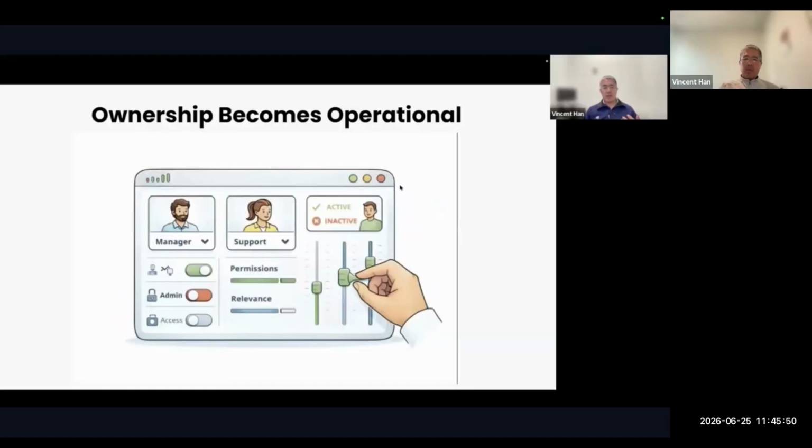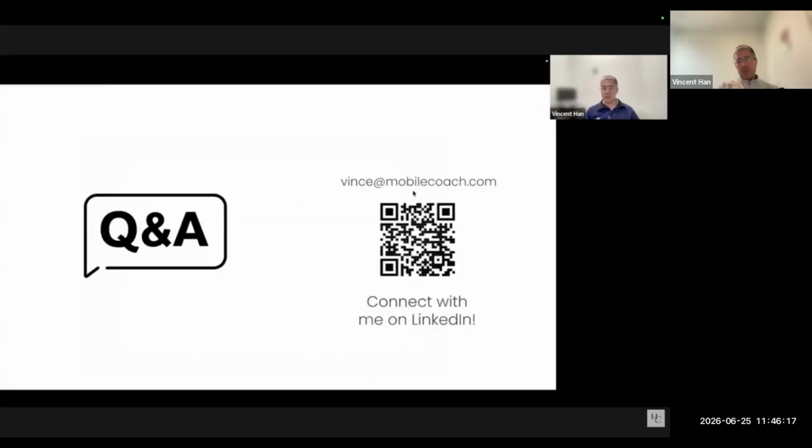information, which also means that the bot needs a boss. So ownership becomes operational. I love this little image here where you're tweaking the knobs and the dials of how the bot's working, based on what it's learning and what you're learning from it. Just like every human needs a manager and needs to be held accountable, any AI bot that you deploy in your organization also needs that type of management. So make sure you have that as part of your project plan.